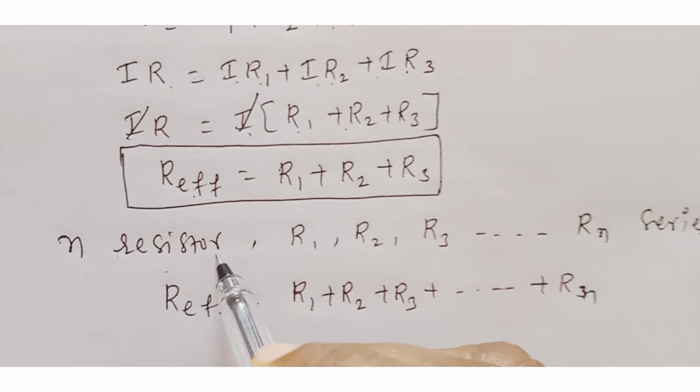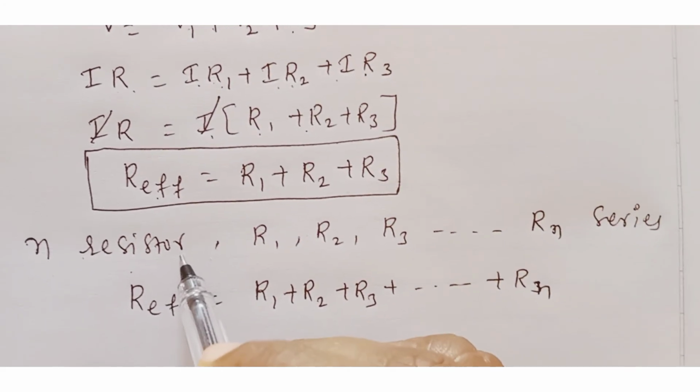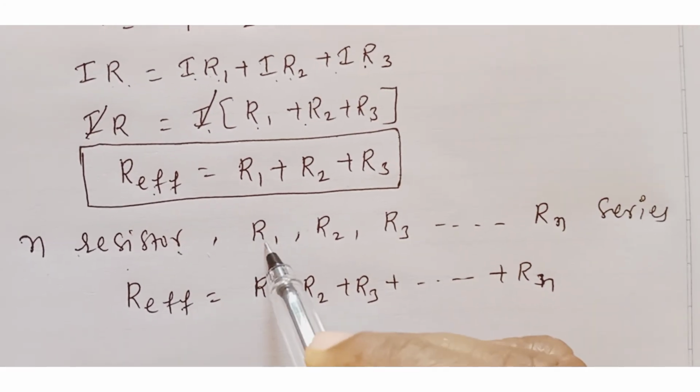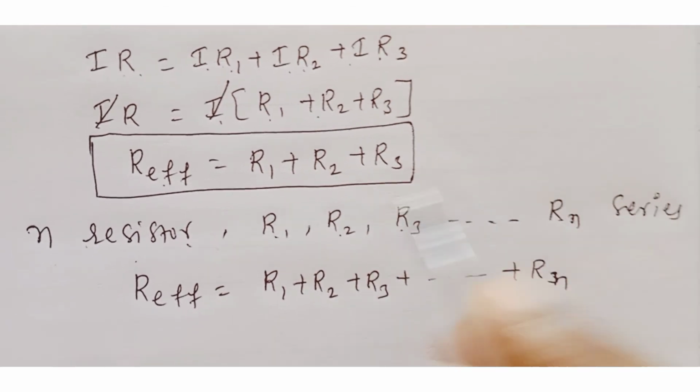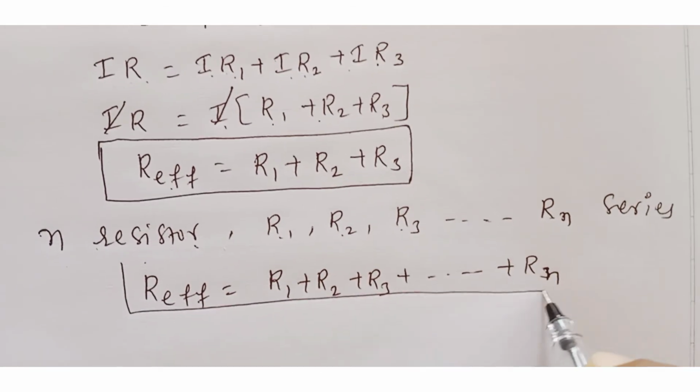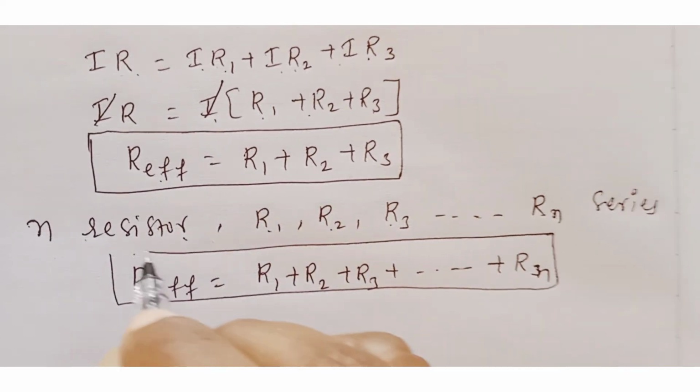Suppose n resistors of resistance R1, R2, R3 up to Rn are connected in series combination, then the effective resistance is R1 plus R2 plus R3 and so on up to Rn.